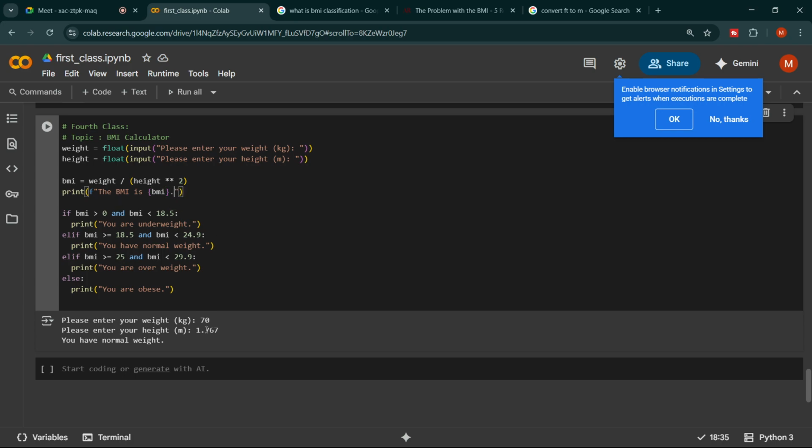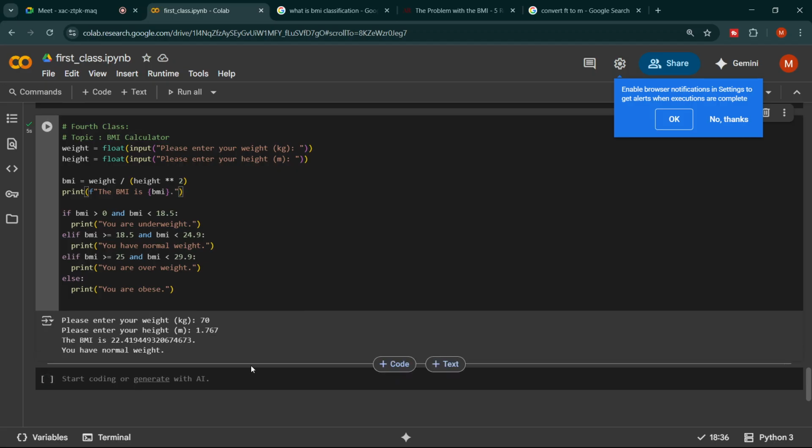So I will be writing the same values, 70 and 1.767 in meters. Now we have got the BMI value, which is 22.42. 22.42 is the BMI value, and it definitely lies in this condition. That's why we are seeing this message, correct?